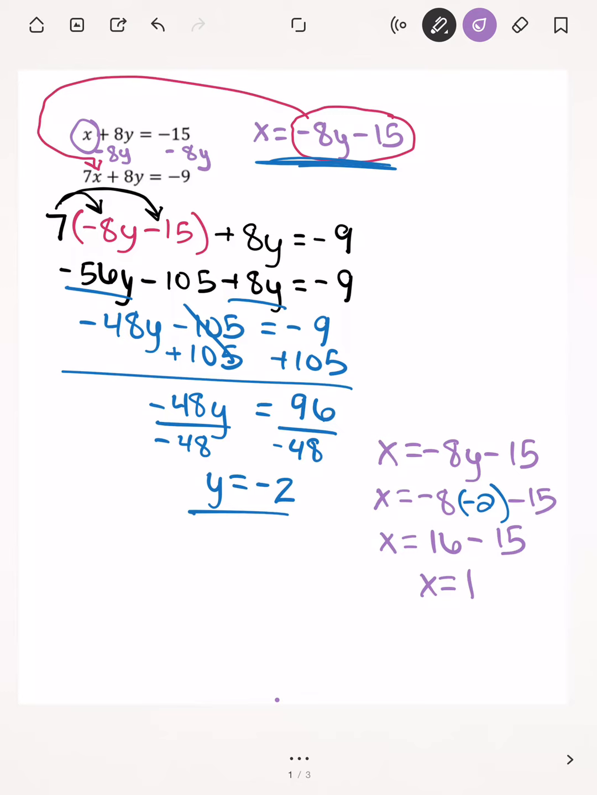We need to make sure that we write all of our solutions as an ordered pair. So in this case, it would be 1 comma negative 2. This would be my solution, meaning I have two lines that intersect at the point 1, negative 2.